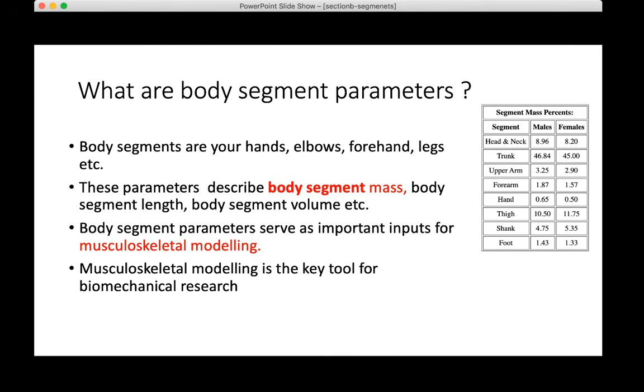There you can see the masses basically. So how do we use them? For example, they have made one table by analysis of different individuals, and they have generalized it basically. For example, head, neck. This is in percentage. Your head and neck makes 8.96% of your whole mass. Trunk makes 46.84% of your whole mass. Upper arm makes 3.25%. Forearm makes 1.87%. So these are for males and females. You see, both are different. A little bit different because a woman's mechanics and a man's mechanics are slightly different from one another, and in individuals also they are different.